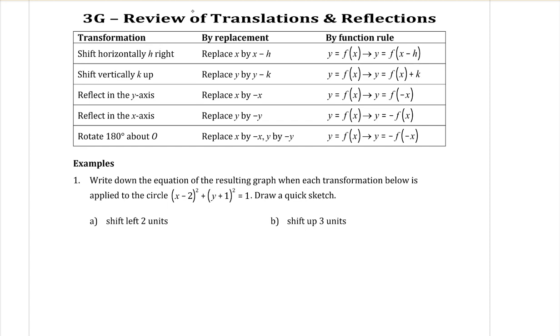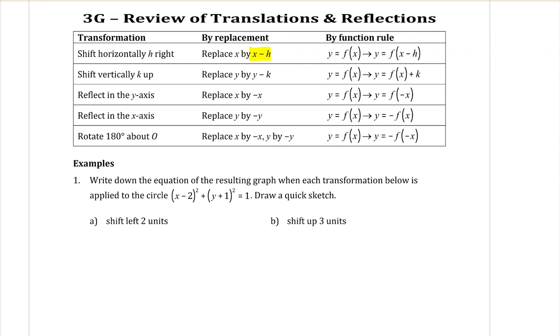If we are going to shift something horizontally to the right, to do it algebraically, what we're going to be doing is replacing the x's in the equation with x minus h, h being the number of places that you want to move it to the right. If you're going to move it to the left, it would become an x plus h. Does that make sense? Okay.